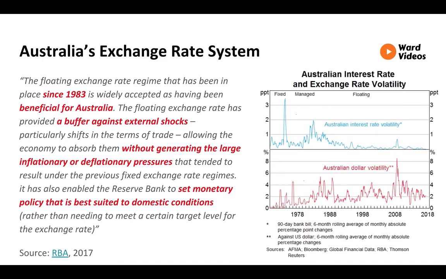On the right, the RBA has this great graph which shows interest rate volatility in blue on top and Australian dollar volatility in red. It can be seen that since 2008, there has been low volatility, around 4%. This is great for our economy because it shows our economy is stable and other countries want to invest with us.